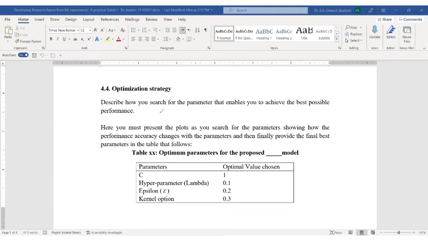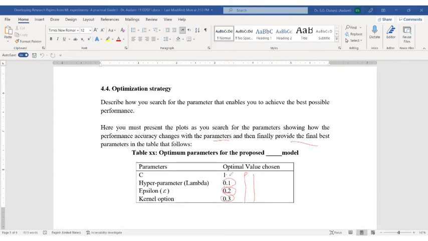Here you must present the plots as you search for the parameters, showing how the performance accuracy changes with the parameters, and then finally provide the final best parameters in the table that follows. So you have to give the summary of the parameters in a table like this. For example, this is for support vector machine. The C is 1, the hyperparameter lambda is 0.01, the epsilon is 0.02, the kernel parameter is 0.3. These are the values you have chosen, not just at random, after carrying out the optimization strategy.